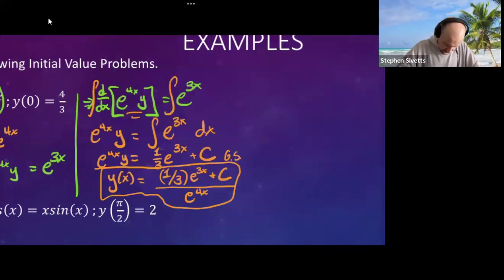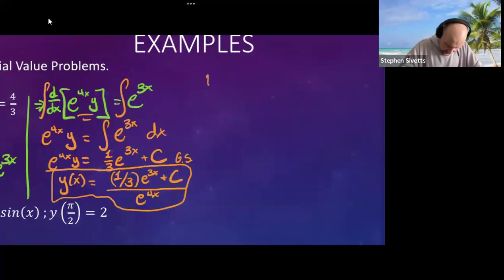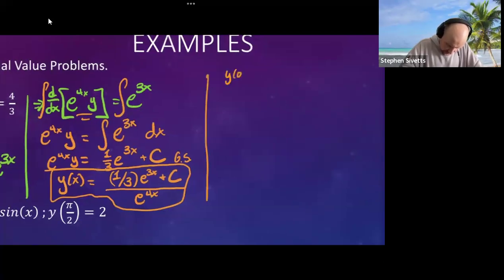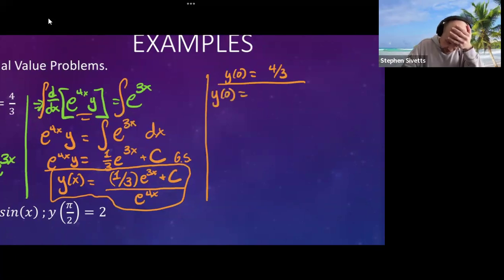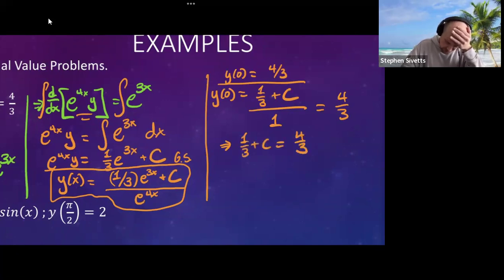Okay. So now our particular solution, right? We know that if x is 0, y is 4/3. So that means when x is 0, we'll have 1/3 times e to the 0, which is 1, plus c over 1. That equals 4/3. So what that implies is that 1/3 plus c, if we do cross multiplication, equals 4/3. And so c is 1, right?